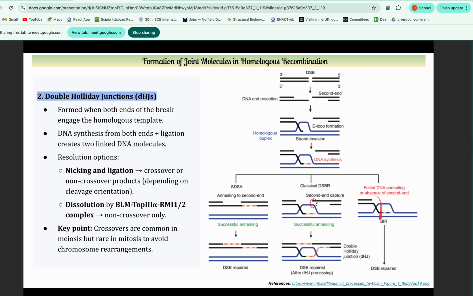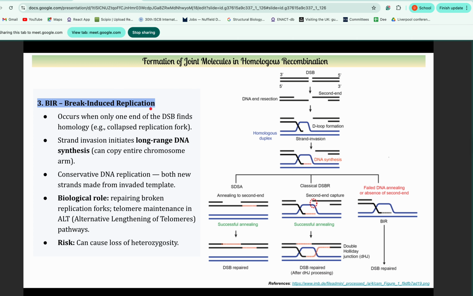Okay, in this case, BIR, which is break-induced replication, occurs when only one end of a double strand break finds the homology. For example, this collapsed replication fork structure. In this, strand invasion initiates long-range DNA synthesis, and it can also copy the entire chromosome arm.